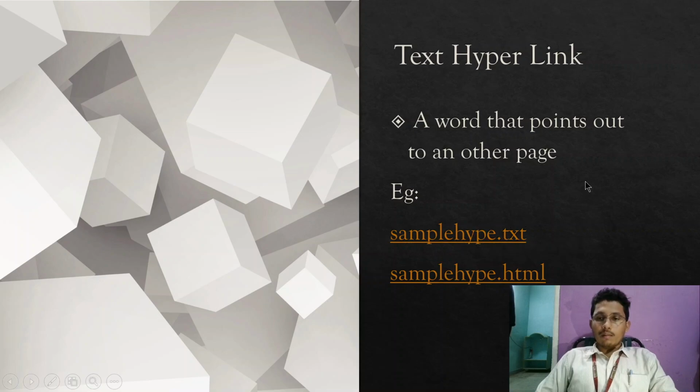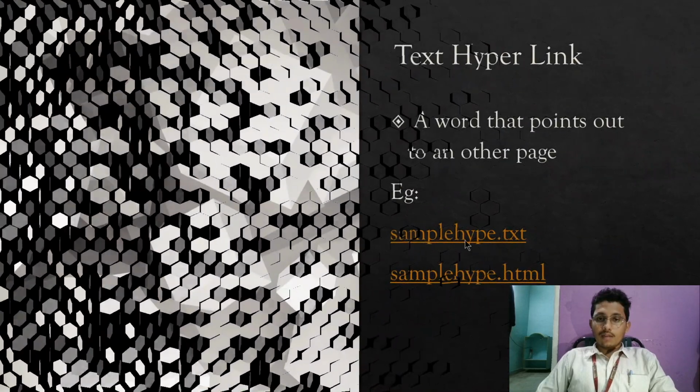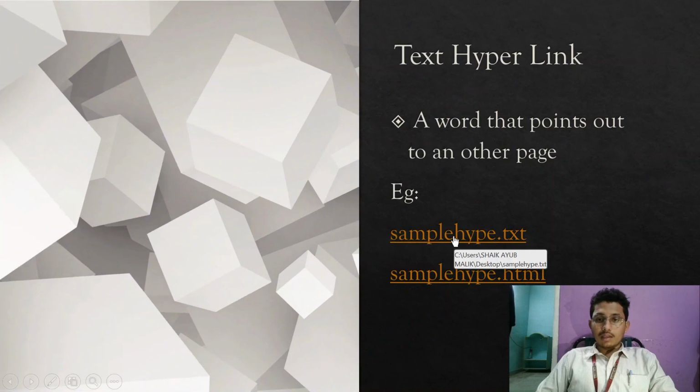Observe this mouse pointer. Whenever I point to another word, it is not clickable. But whenever I point to this, the hand cursor is showing. So it means it is clickable. So let us see.